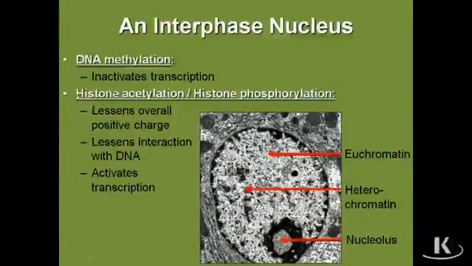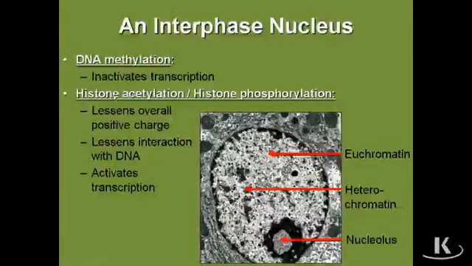The next step down here is histone acetylation or phosphorylation. Histone acetylation and phosphorylation actually work the opposite. When histones become acetylated or phosphorylated, what they end up doing is losing some of the positive charge that holds them in contact with the DNA. If they lose the positive charge, they're going to dissociate from the DNA, and now the DNA is more accessible for enzymes to come in and start transcribing, and then later translating the RNA into protein.